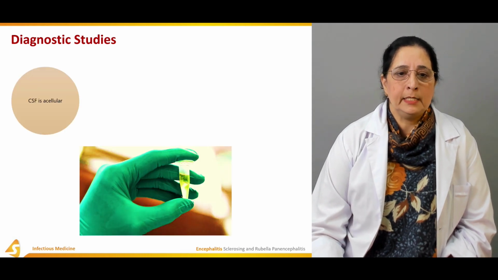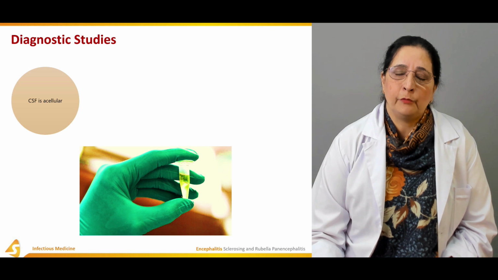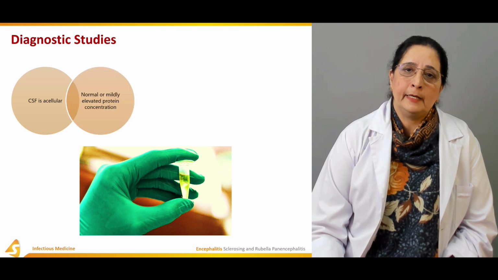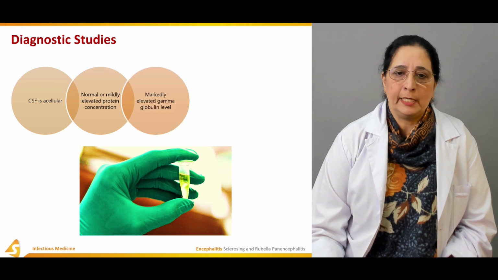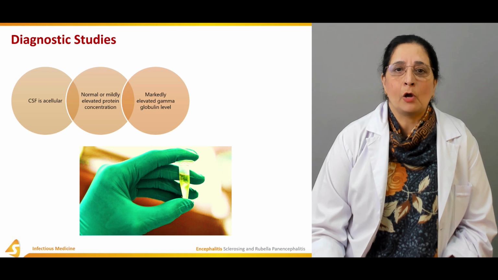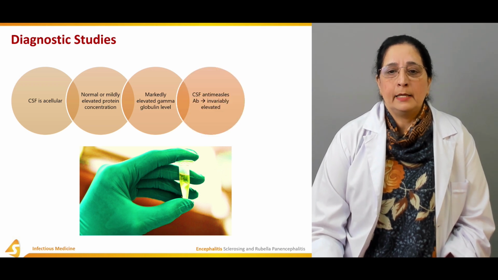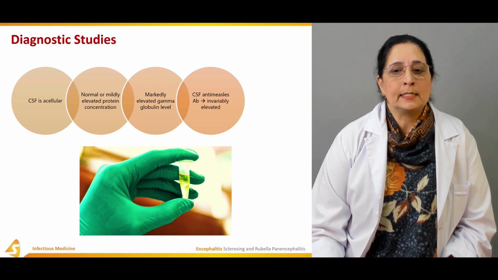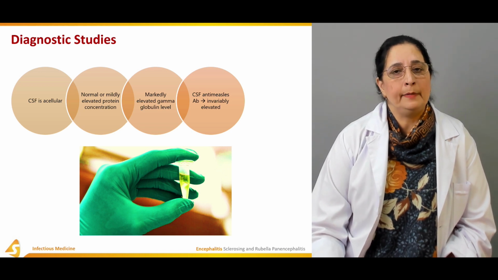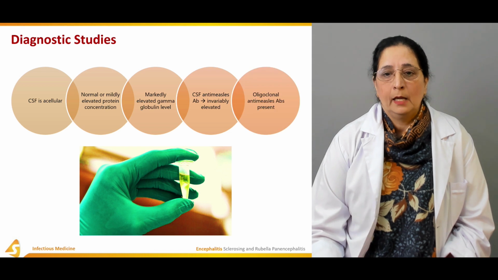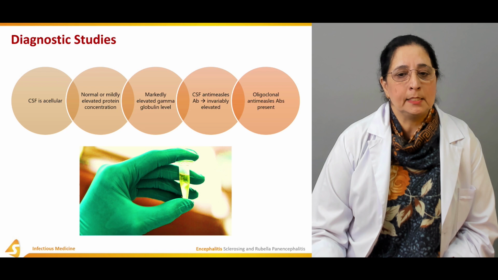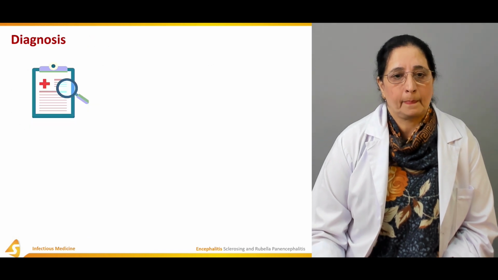Also, CSF, cerebrospinal fluid, is acellular, with normal or mildly elevated protein level, markedly elevated gamma globulin level, and CSF anti-measles antibodies invariably elevated. Oligoclonal anti-measles antibodies are present.